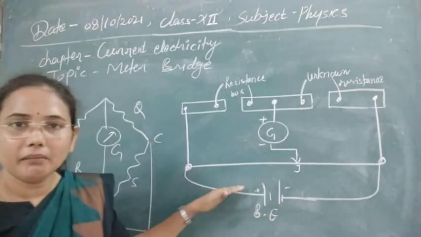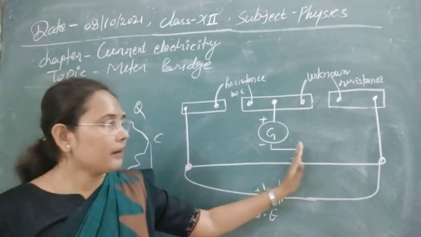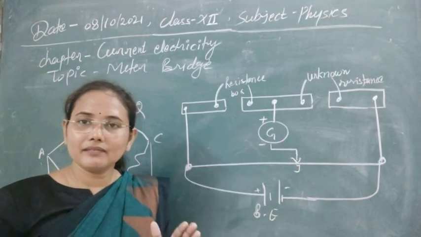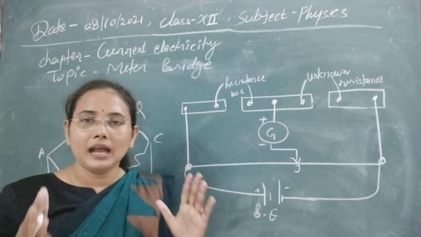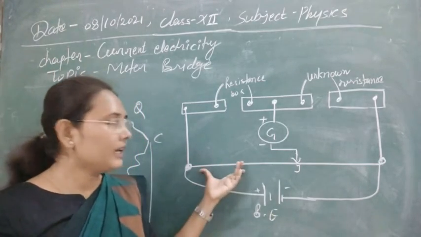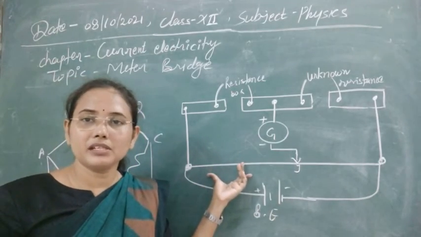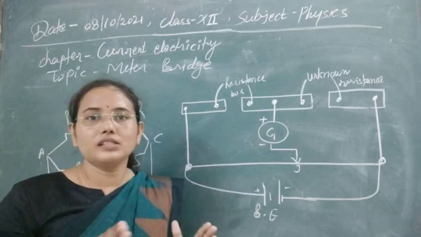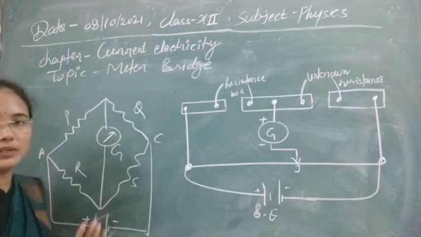So this is the 1 meter wire over which we are putting the jockey, and the jockey is dividing the wire into two parts, and those two parts, according to their lengths, will also have some resistance. So these are now two resistances that are completing our bridge here.